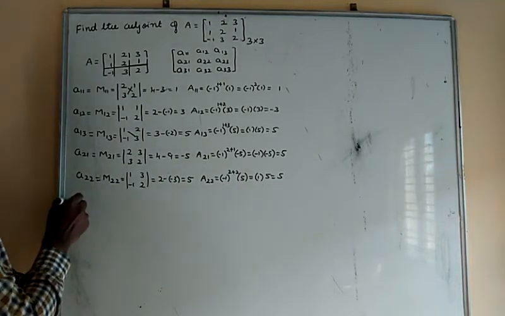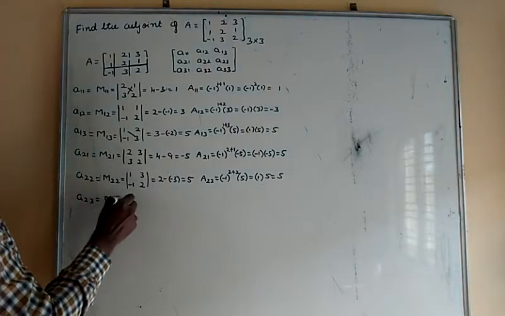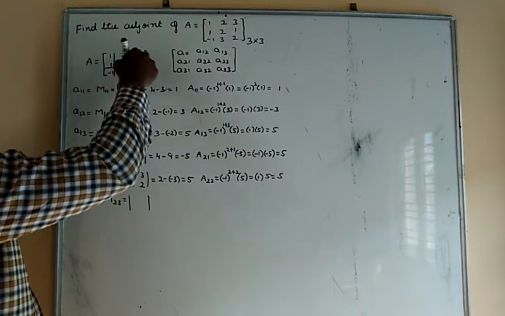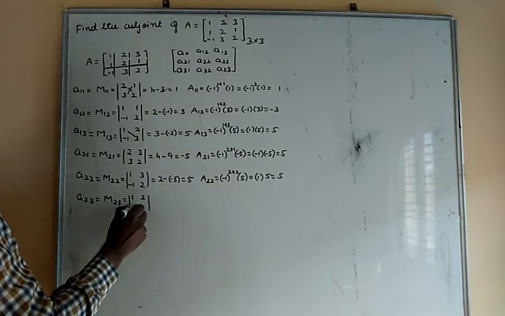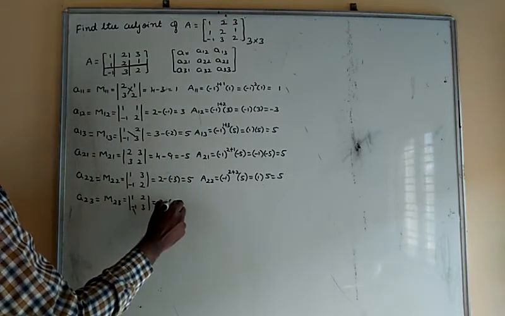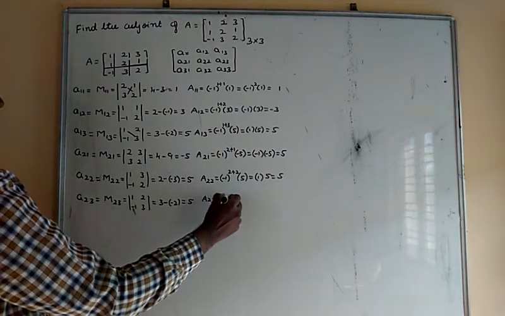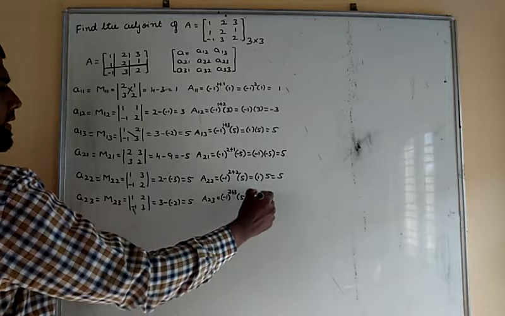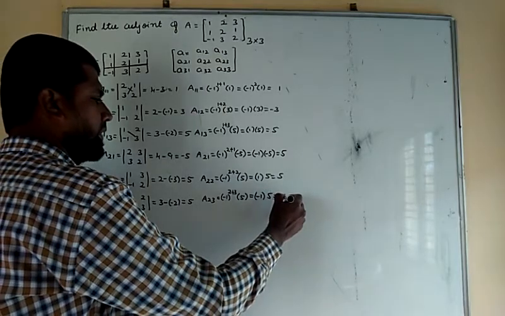So now let us go for A23. A23 means M23, which means second row and third column. Second row and third column means 1 2 minus 1 3, that is equal to 3 minus of minus 2, that is equal to 5. Then A23 is equal to minus 1 whole to the power of 2 plus 3, into 5. So minus 1 into 5, that is equal to minus 5.